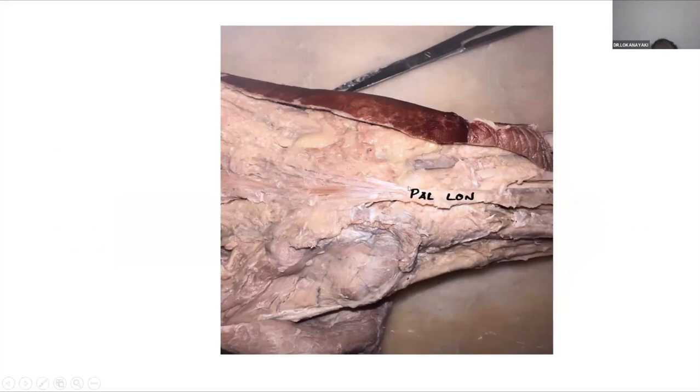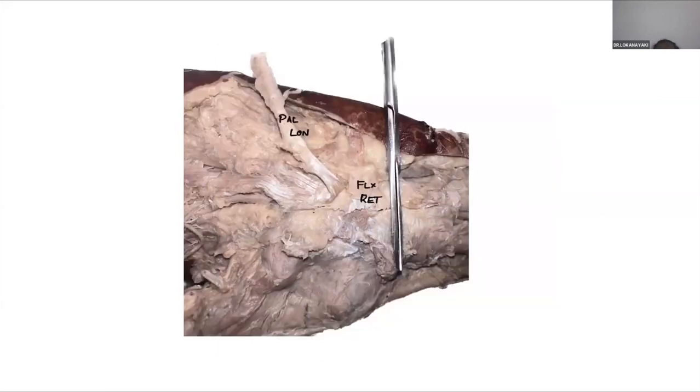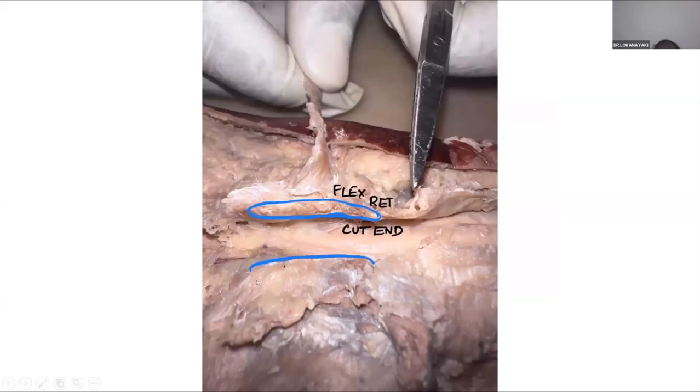This is the palmar aponeurosis, the apex of which is attached to the flexor retinaculum. After reflecting the palmaris longus, you are able to see the attachment of the flexor retinaculum. It is a fibrous band over the carpal bones, measuring 2.5 by 2.5 centimeters. This is the cut end of the flexor retinaculum to view the underlying structures. Immediately beneath it, you are able to see the median nerve.